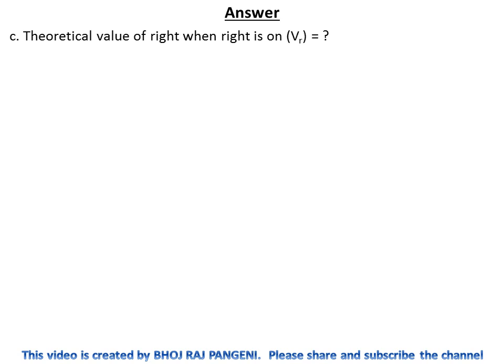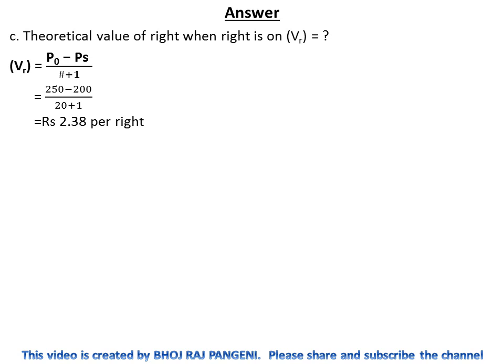Now part C, theoretical value of right when the right is on. VR equals (P0 minus PS) divided by (N plus 1). That is P0 means 250 per share minus PS means 200, upon 20 plus 1. We get 2.38 per right. This is the value of a right, not the value of a stock. So you have to write rupees per right, not rupees per share or rupees per stock, but rupees 2.38 per right because it is the value of a right.